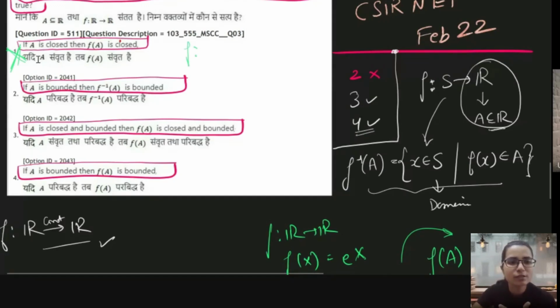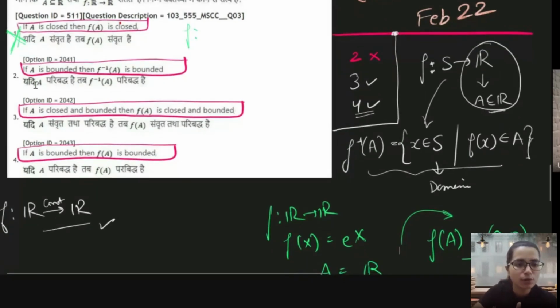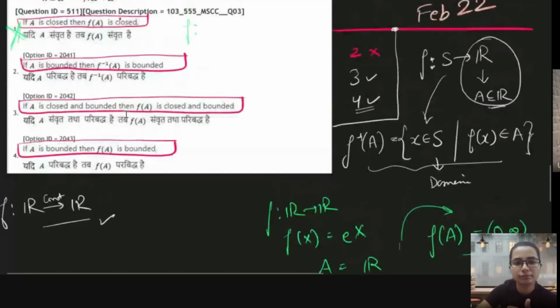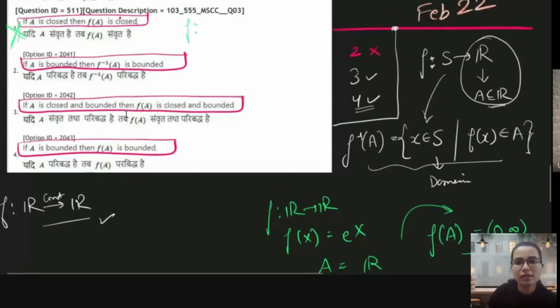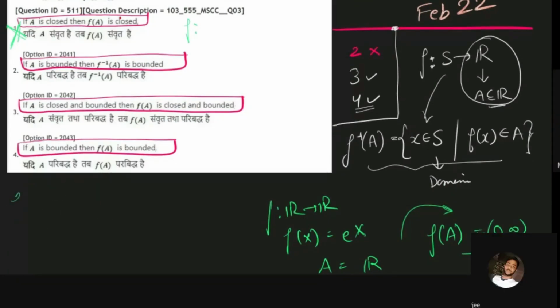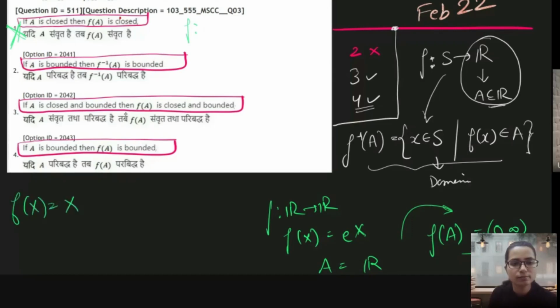For the second option, someone was saying that it is wrong. I want to know why it is wrong. Do you have any answer? Otherwise, we'll discuss. f of x is equal to x. Then, if A is bounded, the inverse image of A is bounded. I don't think that it will work here with f of x equal to x.